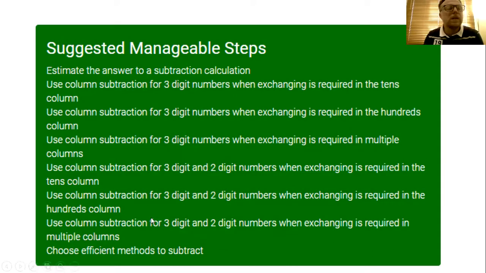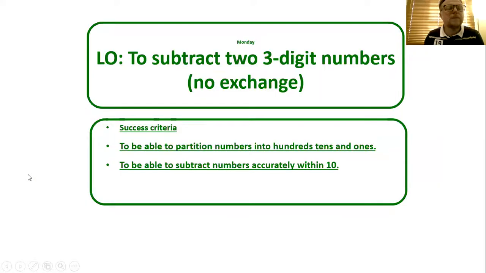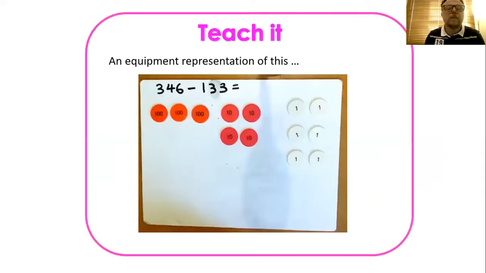So let's go on to the next slide. We're going to partition numbers into hundreds, tens and ones and subtract numbers accurately within 10. So let's have a look at what it looks like with equipment when I play a video I've made earlier.